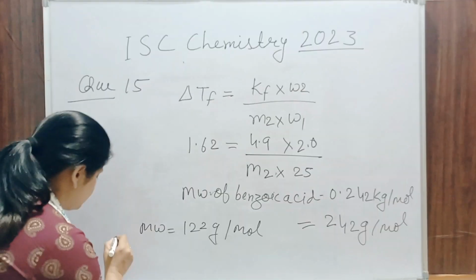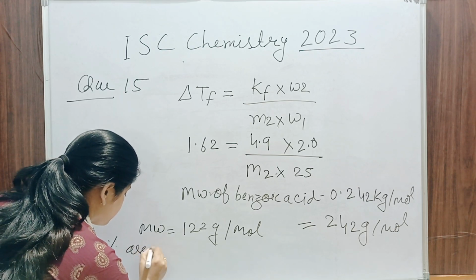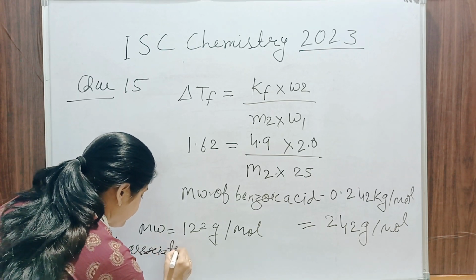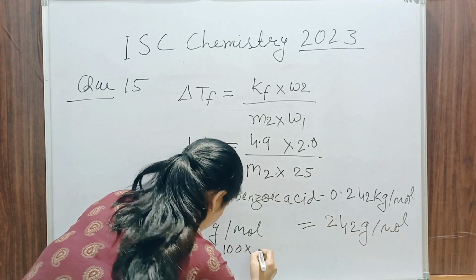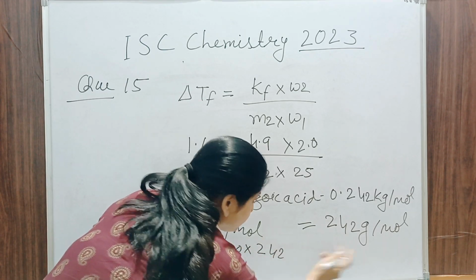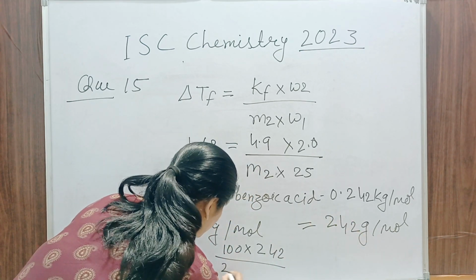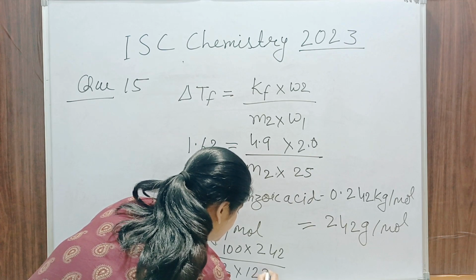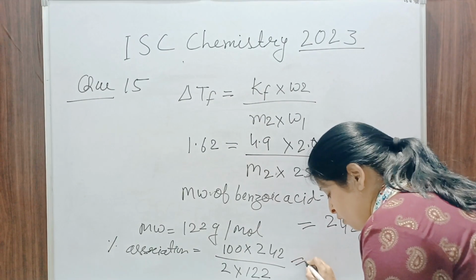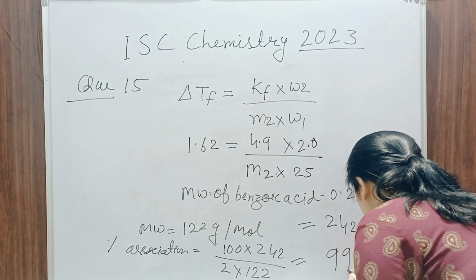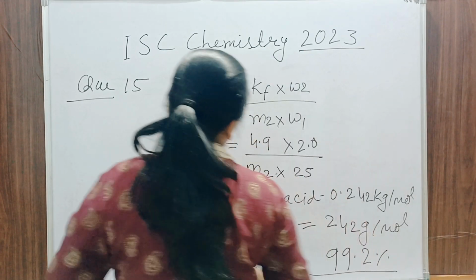So percentage association is equal to 100 into 242, which we get from here, then 2 into 122. 122 is the molecular weight. So when we solve this, we get 99.2%. This is the answer.